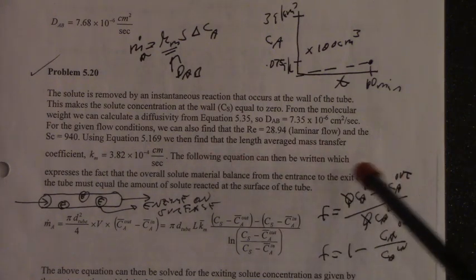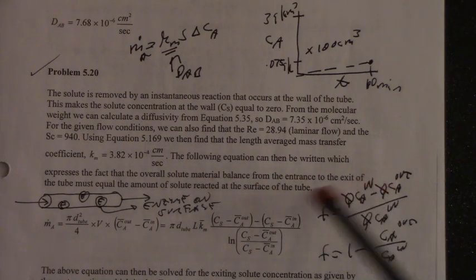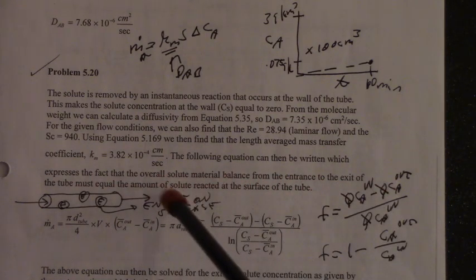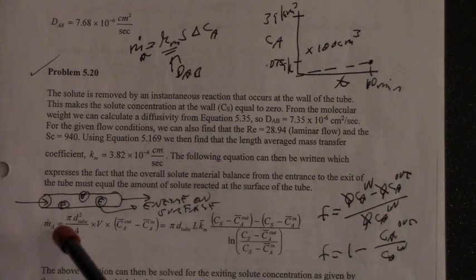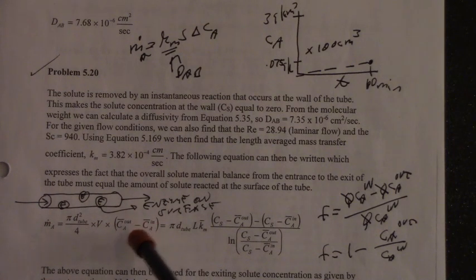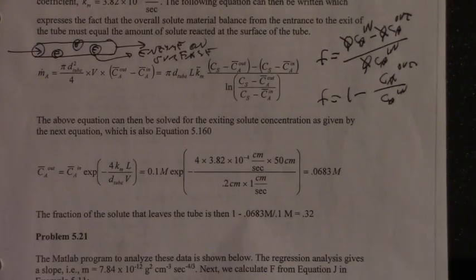And then the following equation can be written, which expresses the fact that the overall solute material balance from the entrance to the exit of the tube must equal the amount of solute reacted at the surface of the tube. So here's just the relationship of the actual mass transfer rate that happens, and we kind of went over this equation back in Chapter 5. And if you just rearrange this equation, you can get equation 5-160, which is really the final equation that you would use in this problem.